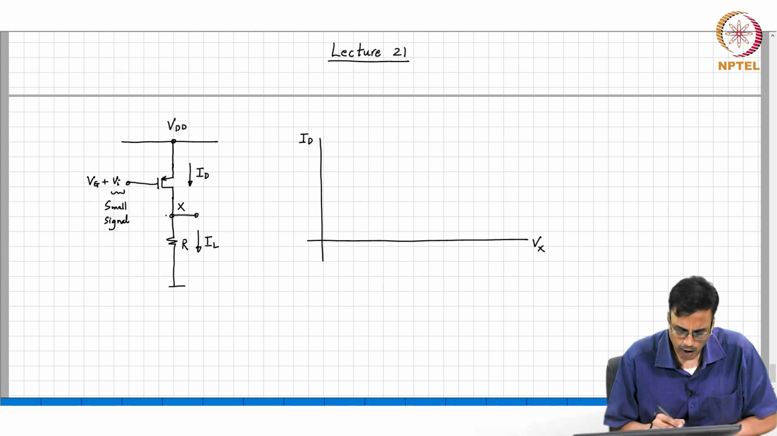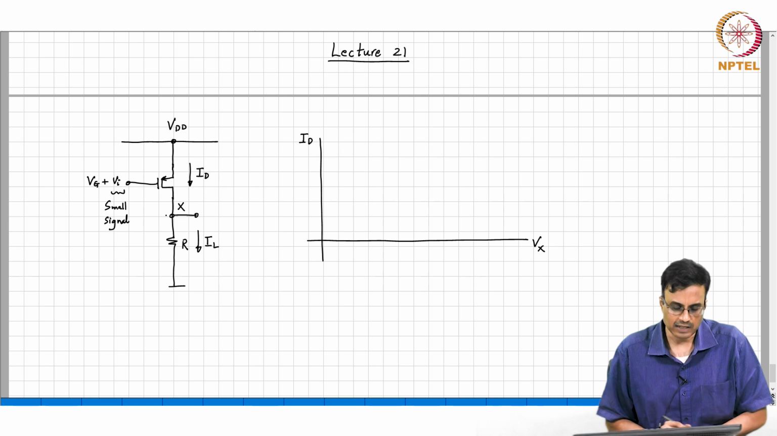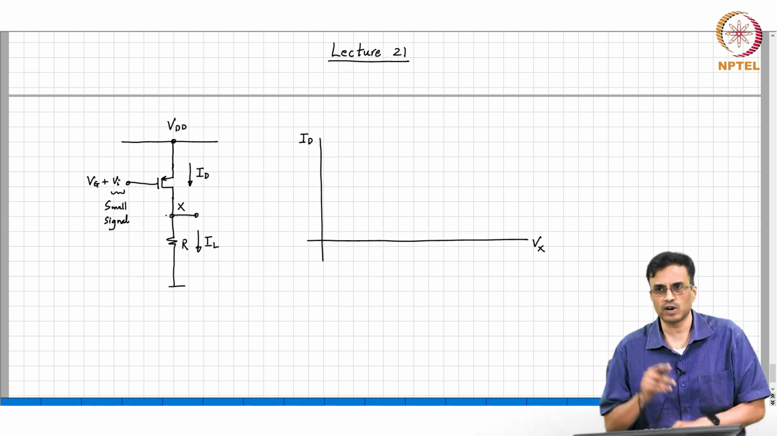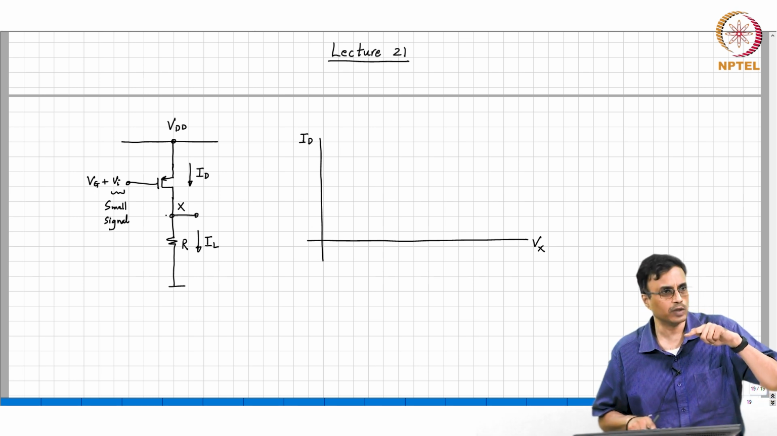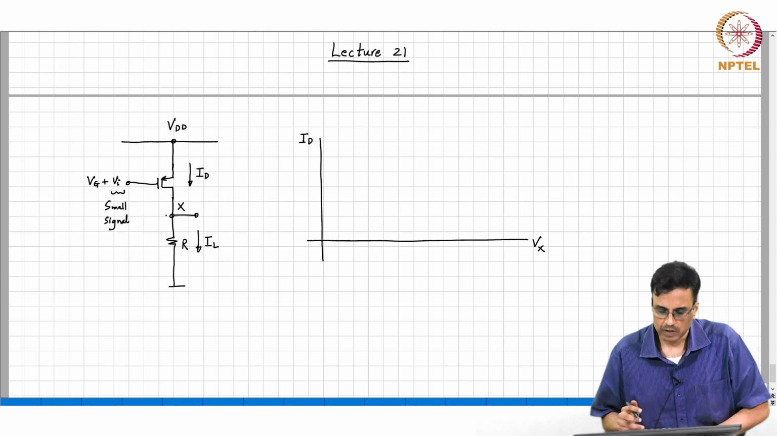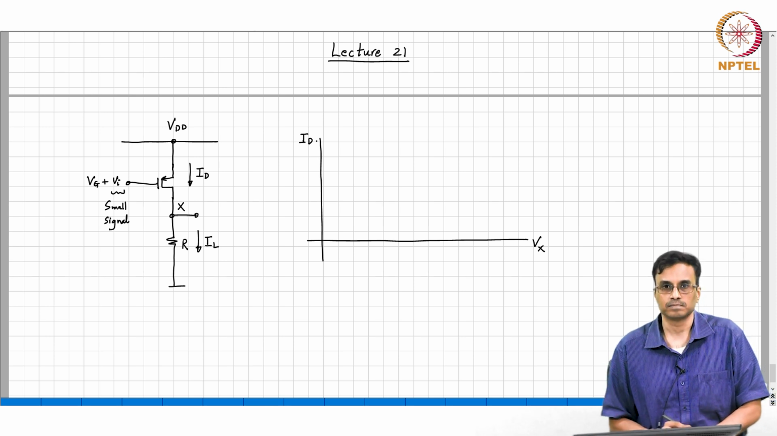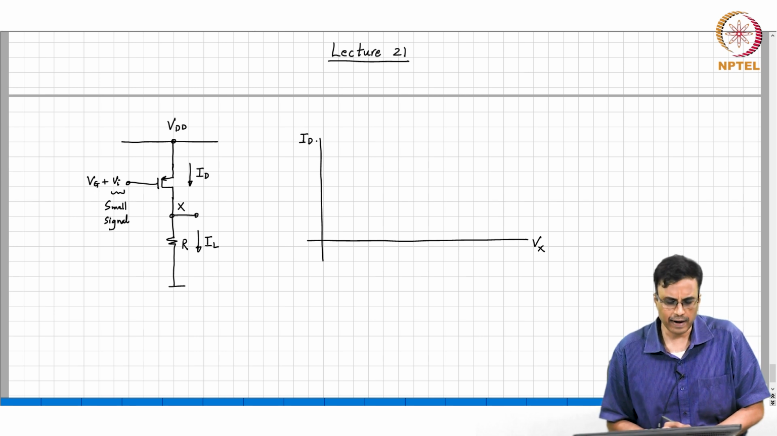So, let us now plot ID as a function of Vx. When Vx is 0, what is the region of operation of the transistor? The transistor is operating deep in saturation because the drain potential is way below the gate potential, right. So, what will be the current in the transistor? How will we find that current?